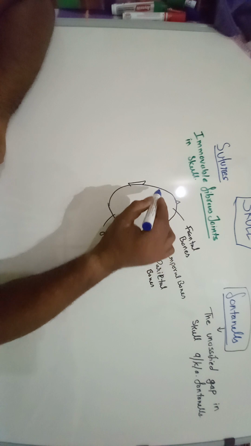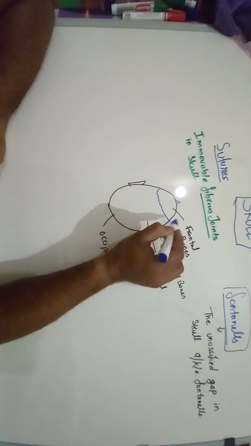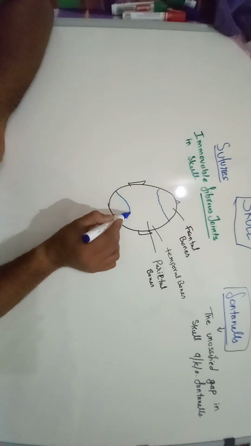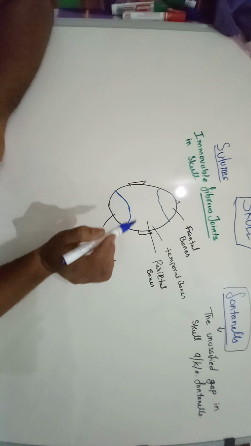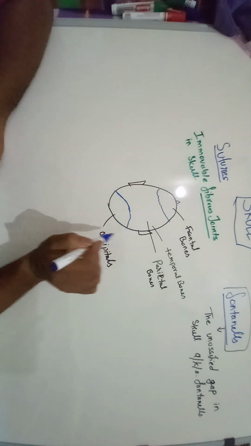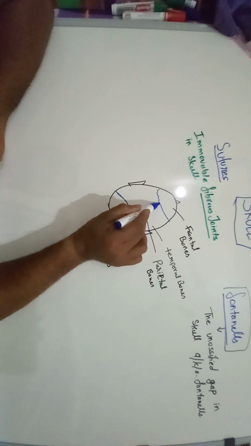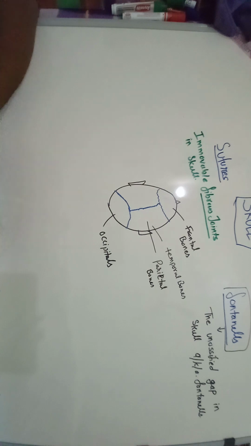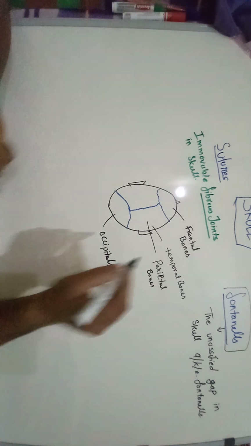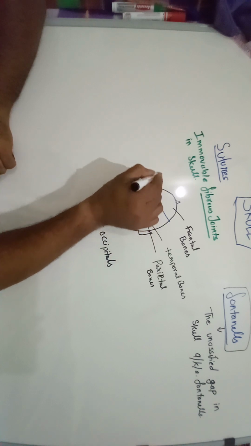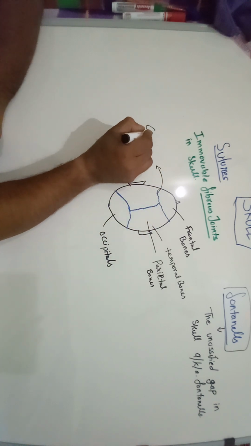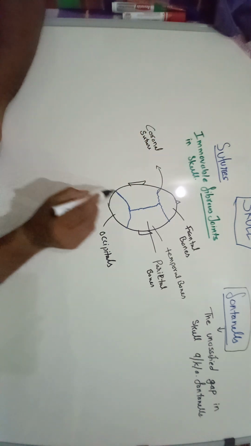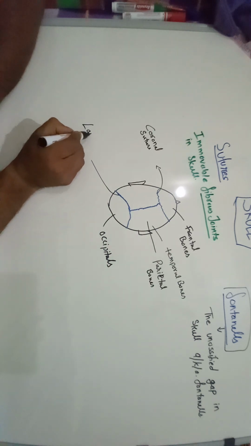The first suture will be this. Which bone is this? This is the frontal bone. The second one is like this. This is the occipital bone. They are both separate, and in the center one line is over there. This is a suture. What are the names of them? First, this one is the coronal suture.